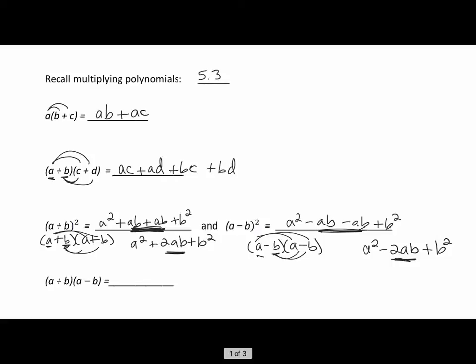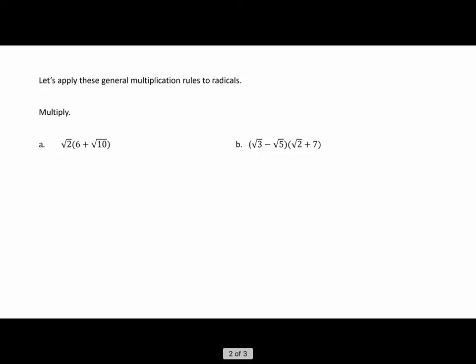And if you're multiplying the sum and difference, this is really nice because that will cancel out the inner and outer products. So a times a is a squared, and then negative ab plus ab minus b squared. So you see the minus ab plus ab cancels out, and that just leaves a squared minus b squared. So we're going to use that to multiply some expressions here, general multiplication rules.